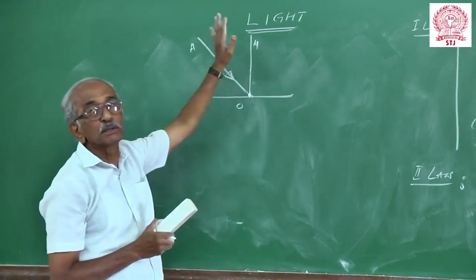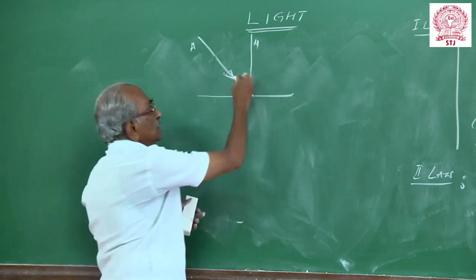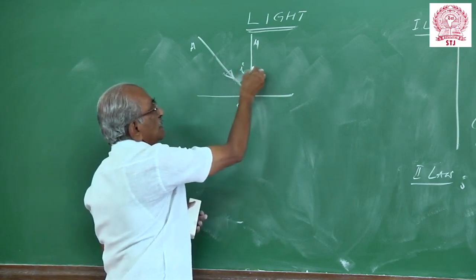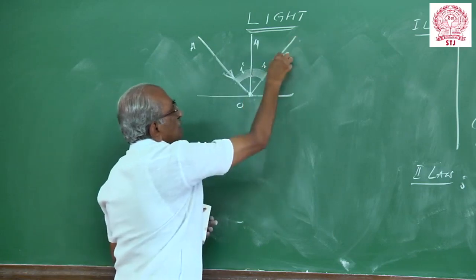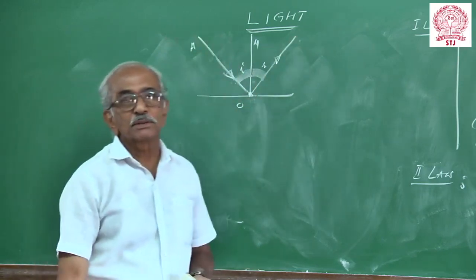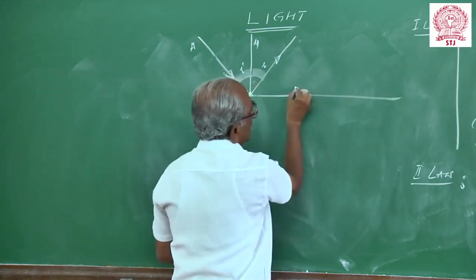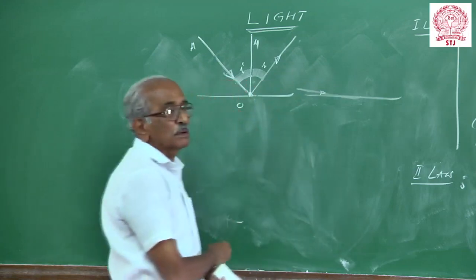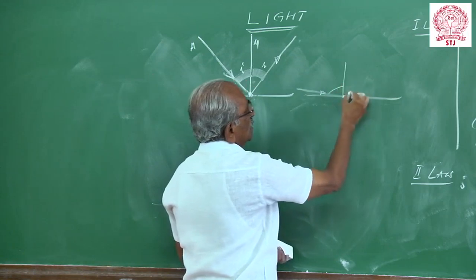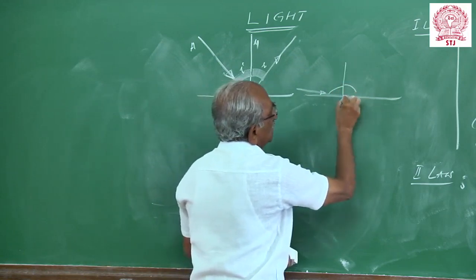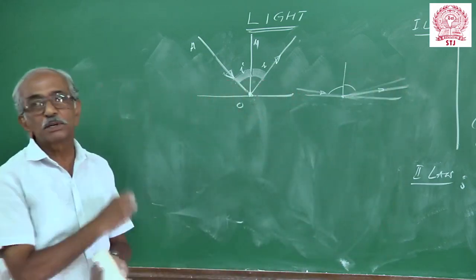Now, these two will give you a plane. In this particular case, it is the plane of the board. Now, measure this angle, I. Construct an equal angle, R, on the other side. It goes like this. I repeat. Take a ray. Identify the point of incidence. Draw the normal. Measure the angle. Now, construct on the other side an equal angle. It goes like this. It is geometry. Therefore, it is geometrical optics.